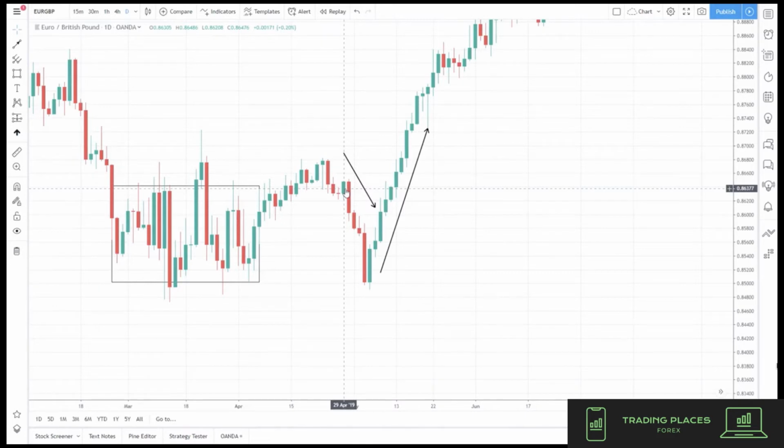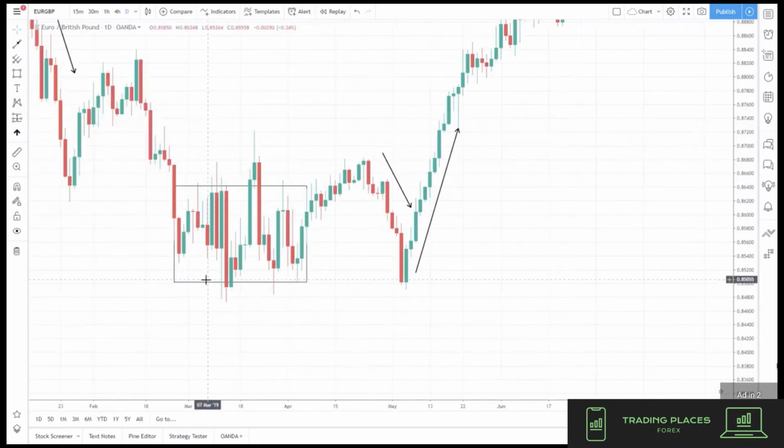So consolidation is just a period where we usually have equal size candles in both directions, right? Not equal size, but we have candles that are going up and then down and then up and then down, and overall it's just confusing market conditions, right? So one example is right here.